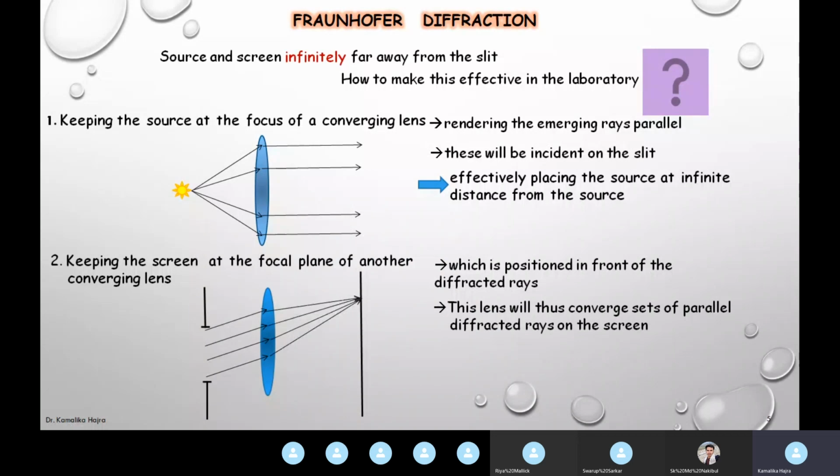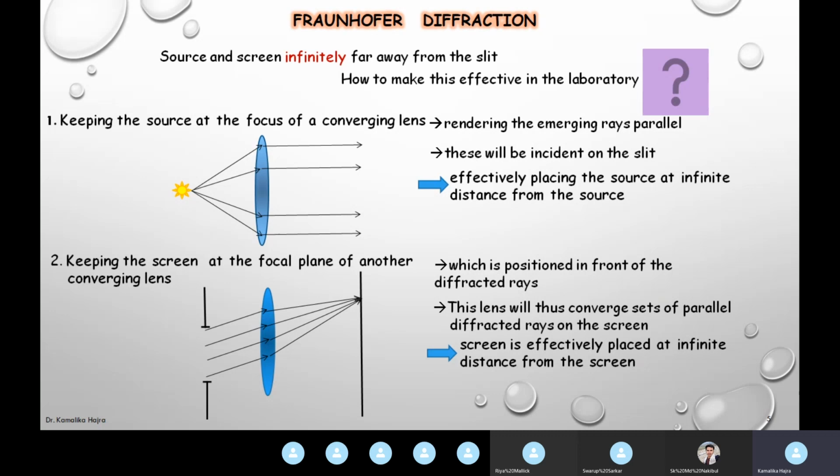So this is what I mean. The screen is effectively placed at infinite distance from the source. This will be slit, sorry. Typing mistake in both cases. This will be slit and this will be slit.